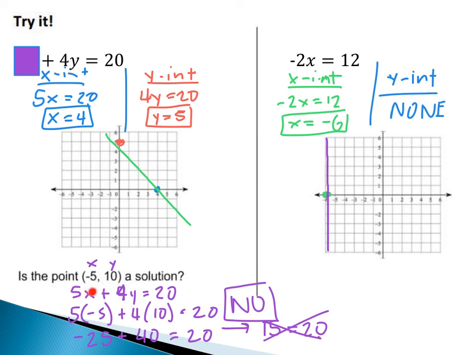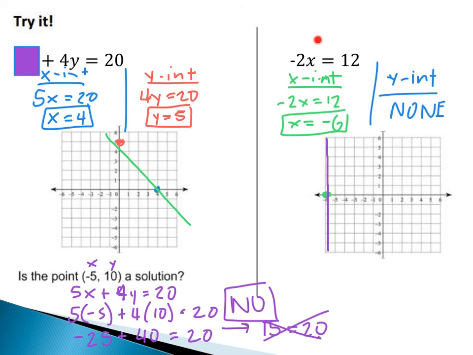Next one says, is negative 5, 10 a solution? So remember, if a point is a solution, what we're going to do is take this point and plug it back into our equation of 5x plus 4y equals 20. If I plug it in, I get 5 times negative 5 plus 4 times 10 equals 20. Then I get negative 25 plus 40, multiplying these two things and adding them together. Negative 25 plus 40 is 15, which does not equal 20. So no, that point is not a solution. Don't forget that if a point is a solution, it must make the equation true.